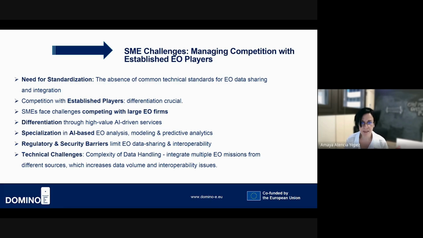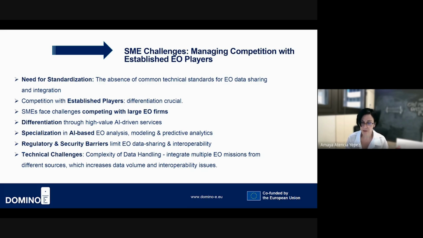But SMEs also have to compete with established players, and in this sense, differentiation with respect to them is essential. In which way can SMEs differentiate from these established players? By developing high-value AI-driven services.